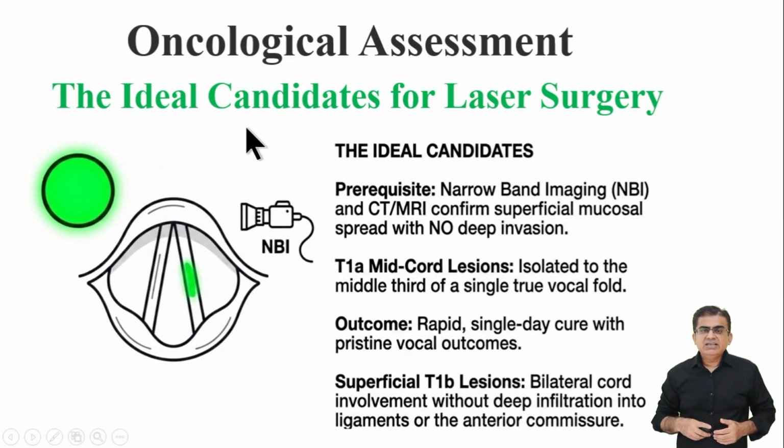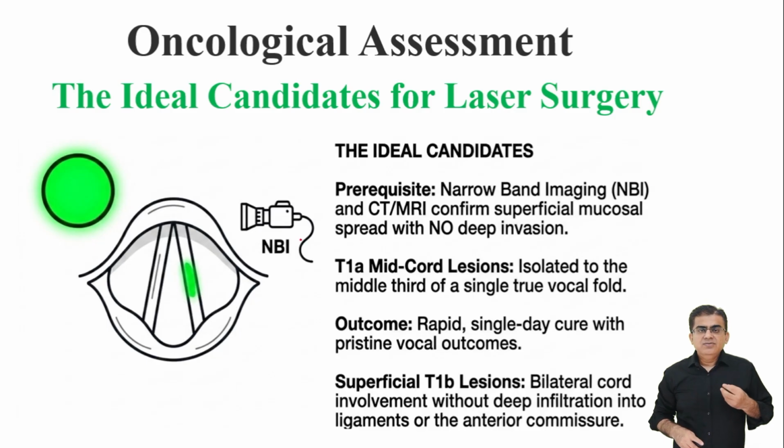Before we make any surgical decision, we have a strict prerequisite. We should use narrow band imaging or NBI. We use this to perfectly outline the superficial spread of the disease. We sometimes also rely on a CT or MRI to prove there is absolutely zero deep invasion.